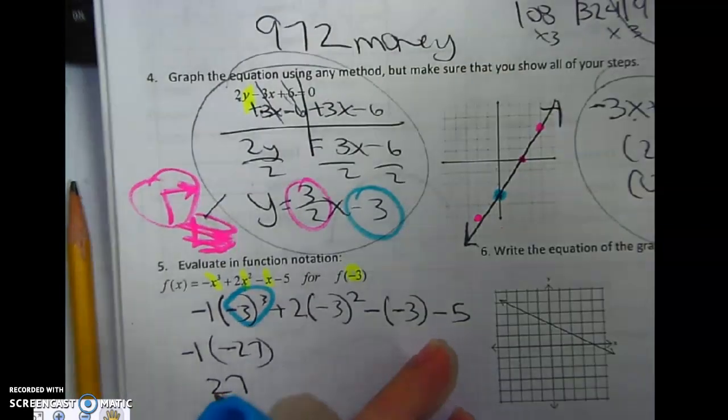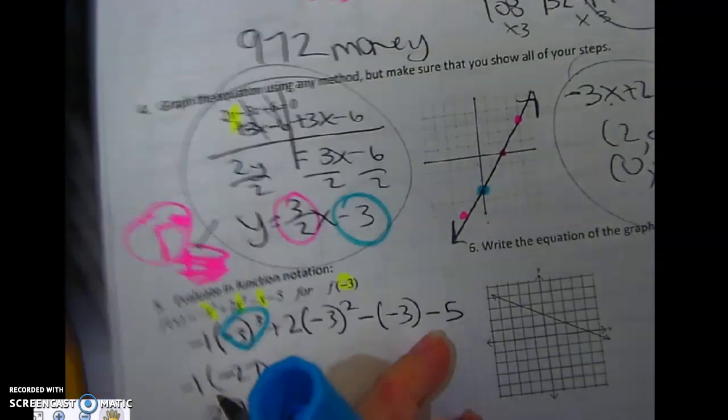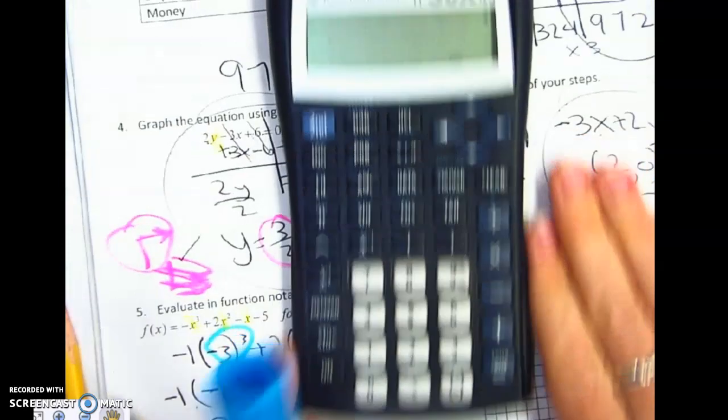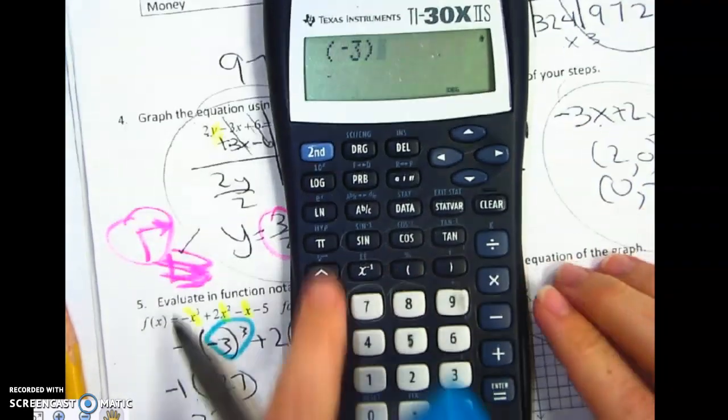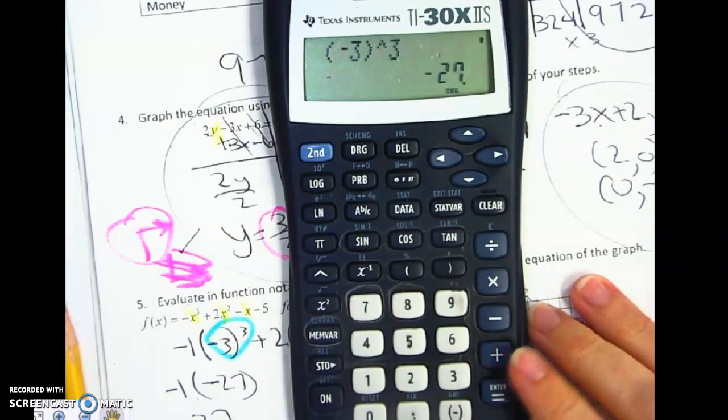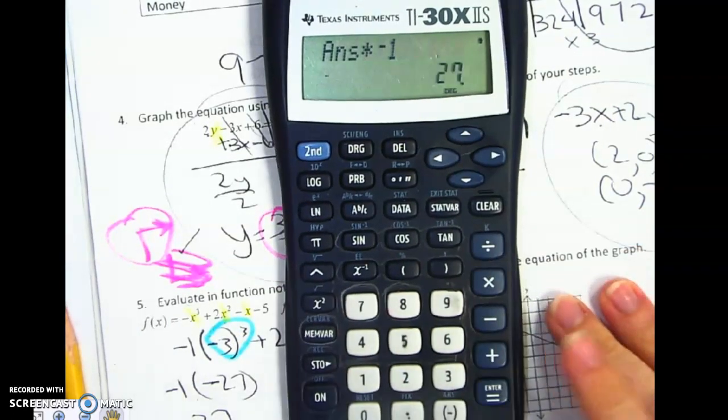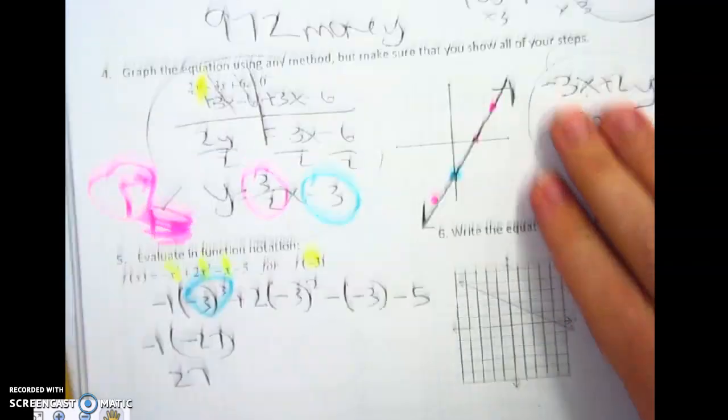If you don't know that, you can use your calculator to get the exponent. So make sure you put it in parentheses. So you have to go negative 3 to the third power, and it tells you negative 27 times negative 1, and there's my 27. Okay.